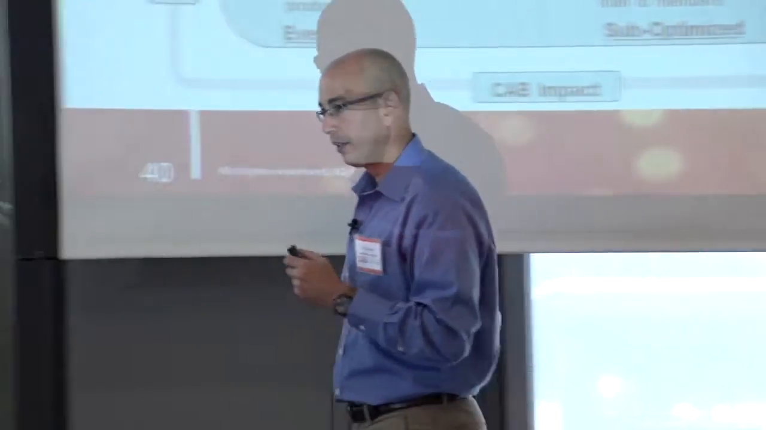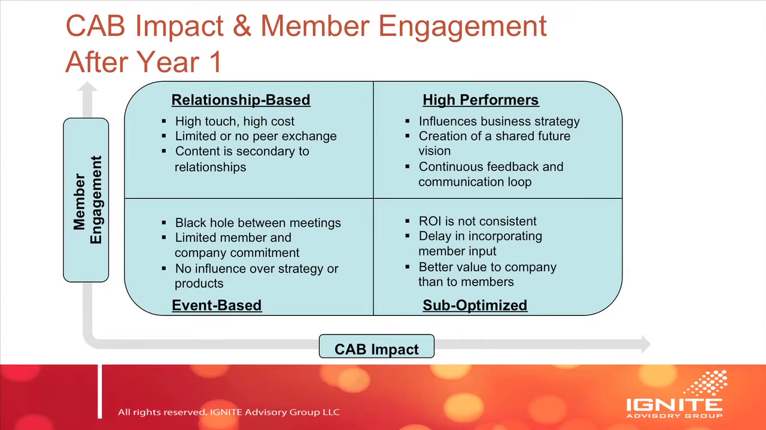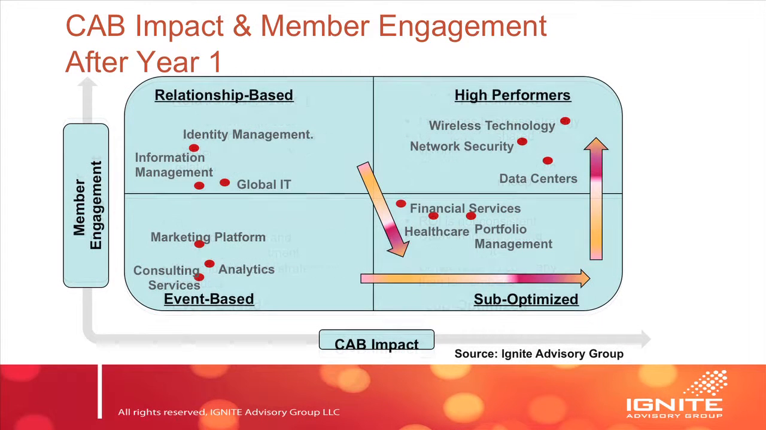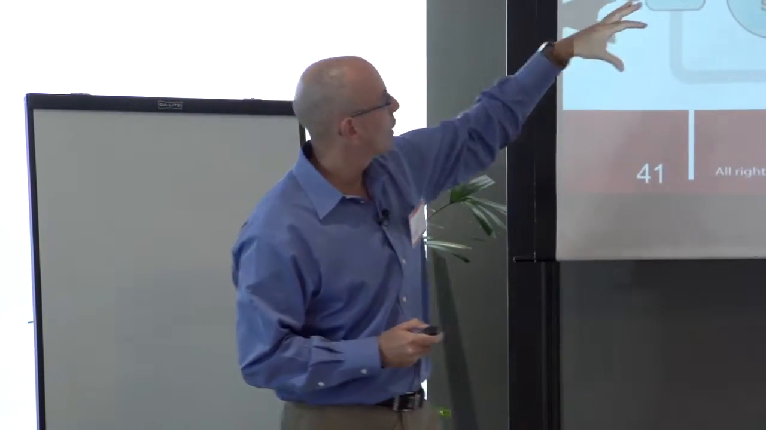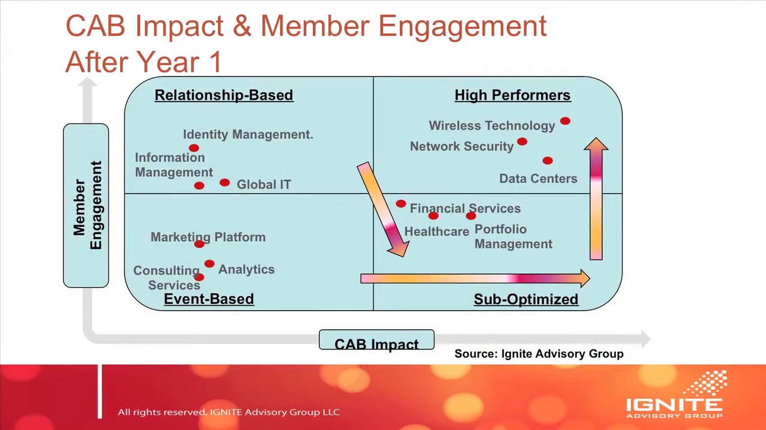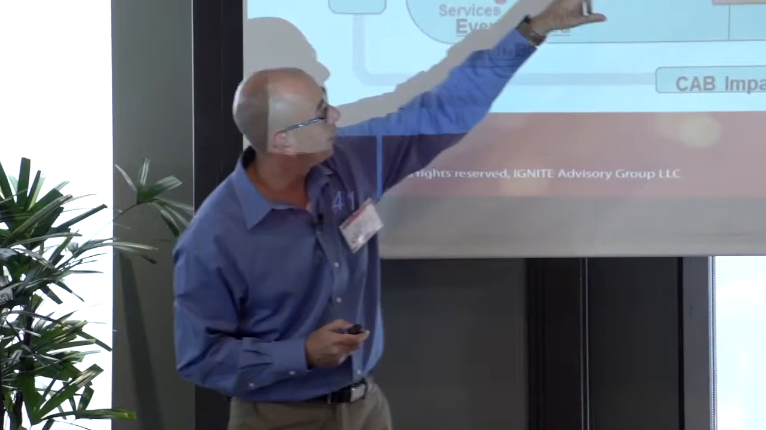And then the top quadrant, these are the high performers. It really influences your product strategy or your corporate strategy. You're creating a sense of shared future. There's a continuous feedback and communication loop. We used some of our clients, and obviously no names here, to look at the different ways you can move a relationship-based or an event-based advisory board into the sub-optimized quadrant and then to the top. You have to go through a journey when you do that.